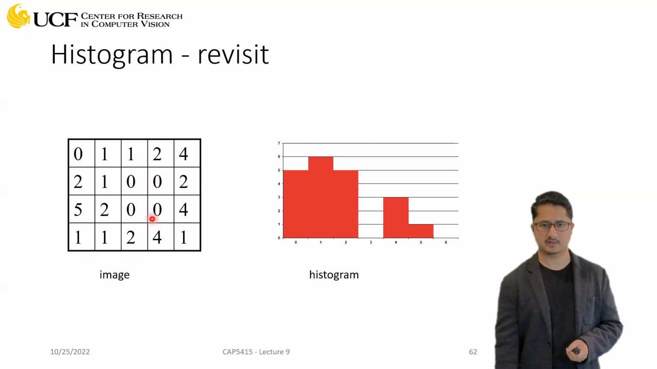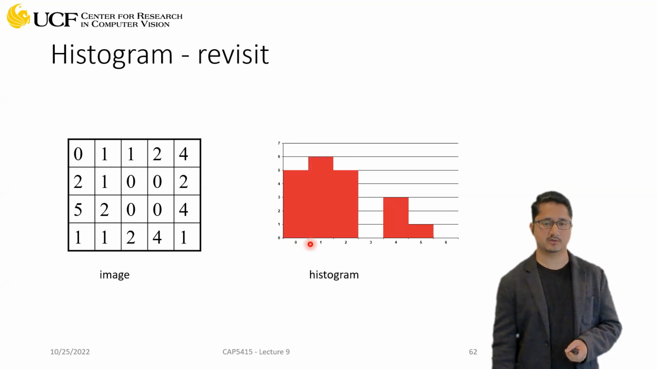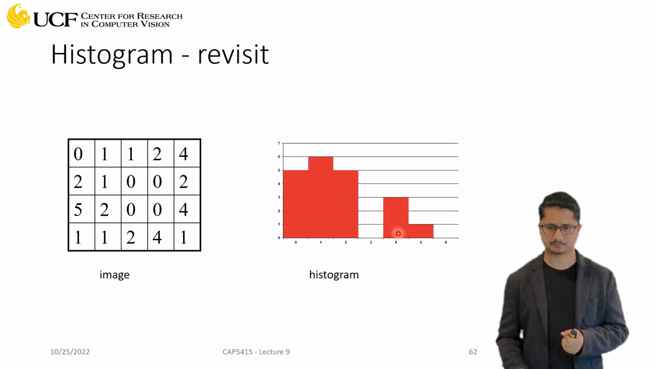1, 2, 3, 4, 5. So it's going over this point, right? So it's saying that 5 pixels had intensity of 0. And similarly, you can count 1. I think that's 6. So it's going over here. And similarly, for each bin, you can count the number of times that value is actually occurring in the input image. And that's a very simple histogram.